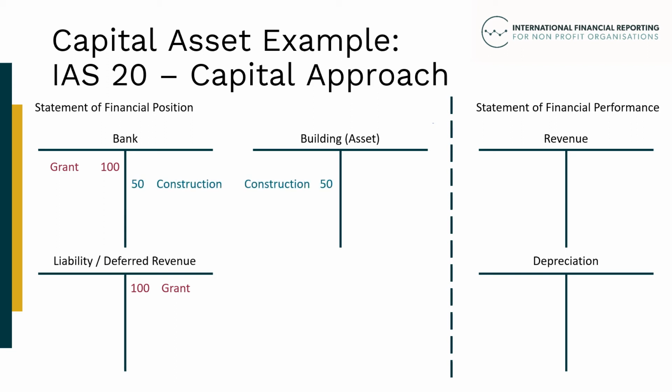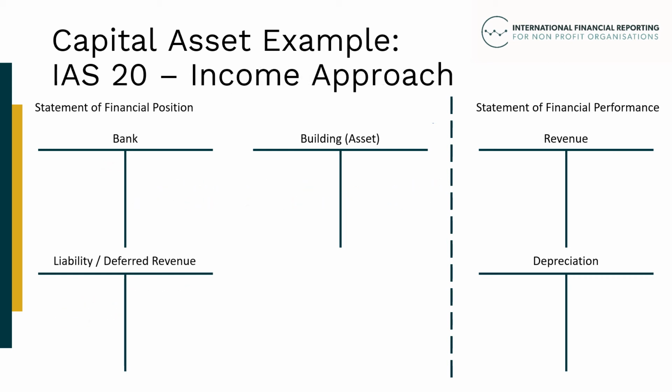Under the capital approach, the grant is applied to reduce the carrying amount of the asset, debit deferred revenue 50, credit asset 50. In the second year, the construction is completed, and the remainder of the grant is applied to reduce the carrying amount of the asset, debit asset 50, credit bank 50, debit deferred revenue 50, credit asset 50. In subsequent years, no revenue is recognized, as under the capital approach, grants are dealt with outside the statement of financial performance. No depreciation is recognized, as applying the grant to reduce the carrying amount of the asset has reduced the carrying amount to 0.